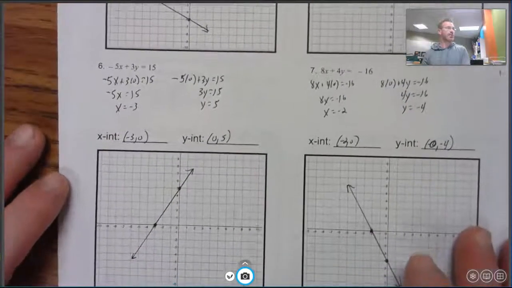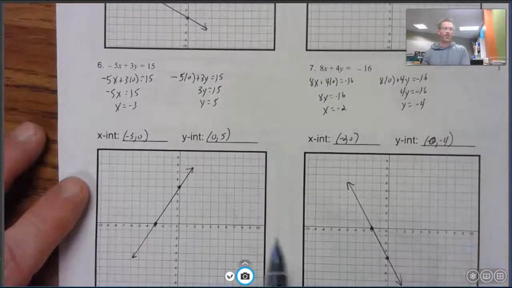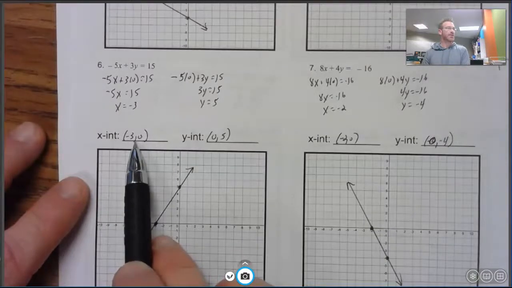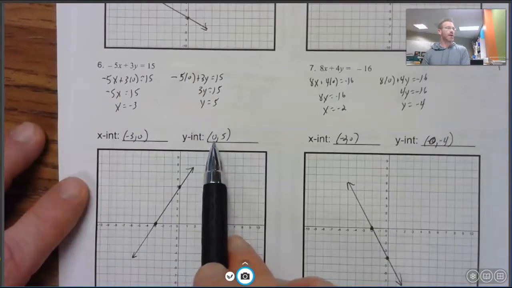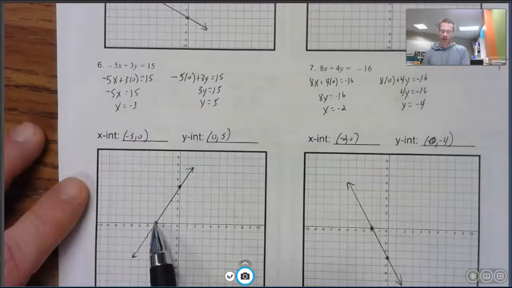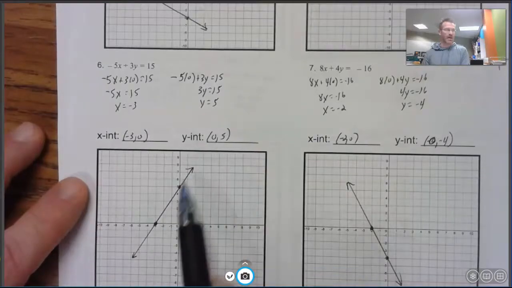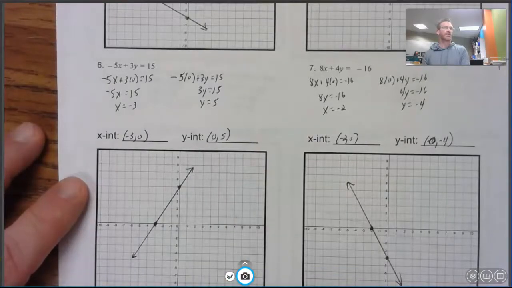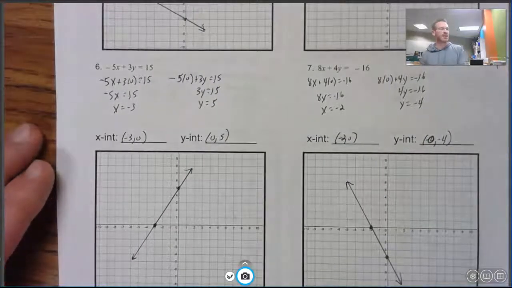So here is my work for problem 6. Hopefully you got an x-intercept of negative 3, 0, and a y-intercept of 0, 5. And then if you graph negative 3, 0 right there, and 0, 5, and draw your line, that's what your graph should look like. So there's your introduction to graphing lines in standard form.